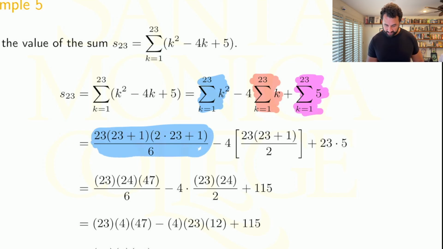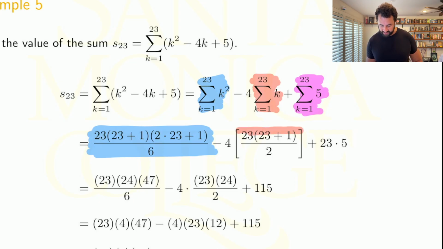Okay, so what we've got is, I've got to do it all over. Okay, here we go. Hold on. There we go. So in this case, n is 23. So we've got n times n plus 1 times 2n plus 1 all over 6. There's that one. Now let's look at the red one here.